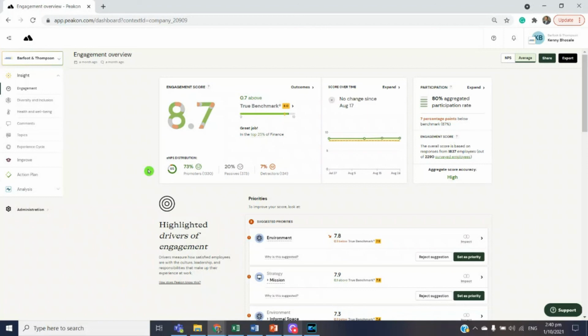And that is a quick summary on the Employee Net Promoter Score system that the Peakon survey uses. And this allows us to conduct our engagement surveys to a global standard and also compare our results with the global benchmark and other companies within New Zealand.